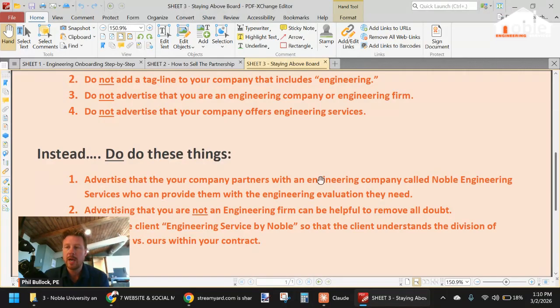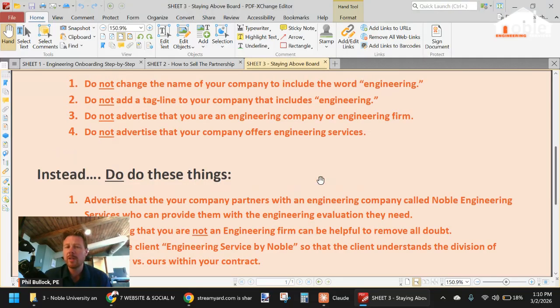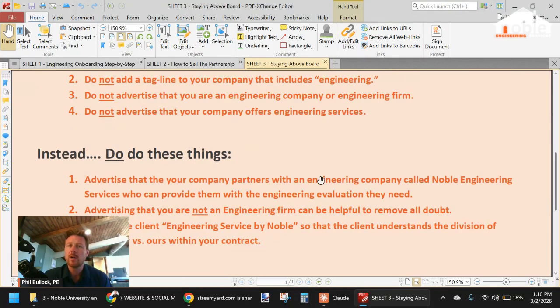If you're trying to figure out how to skirt around doing that, then I would just say stop doing that. You have to say that Noble is a partner. There's not really a lot of rules around using our logo on non-reports, like on advertising stuff. You don't necessarily have to have it a certain font and have certain things on certain pages, but the general rule is don't call yourself an engineering firm and don't pretend like you're an engineering firm.